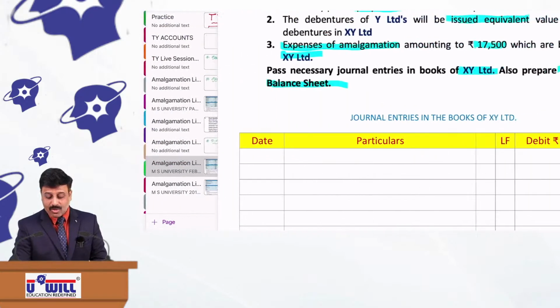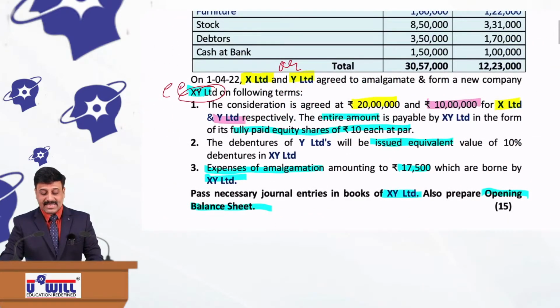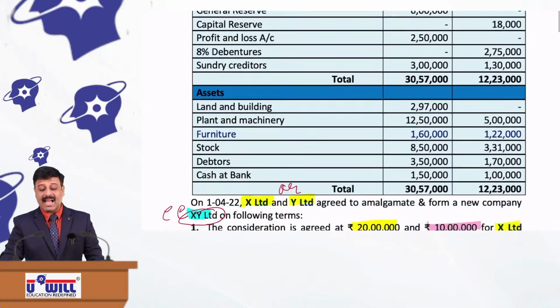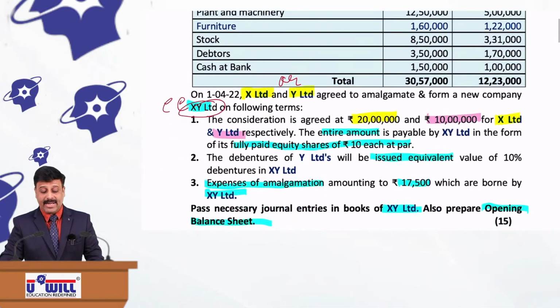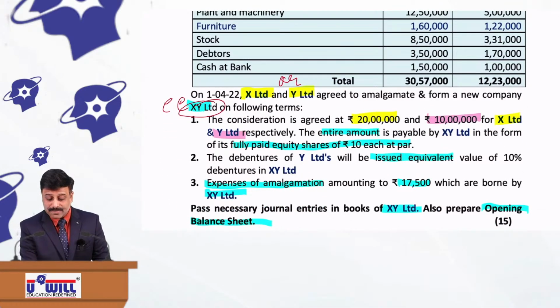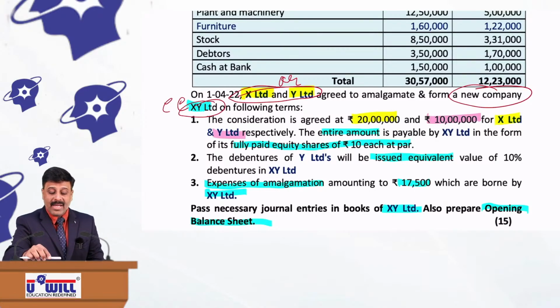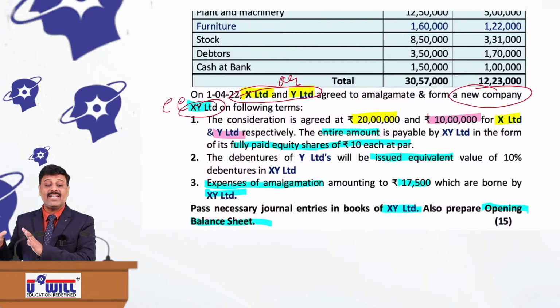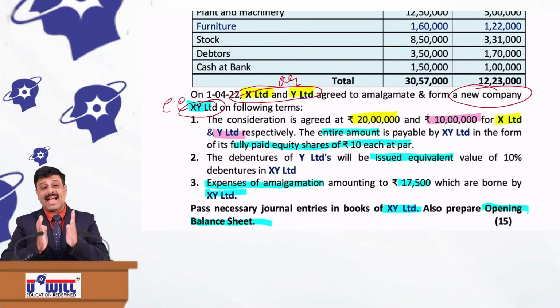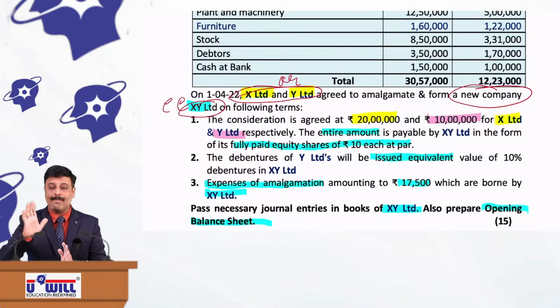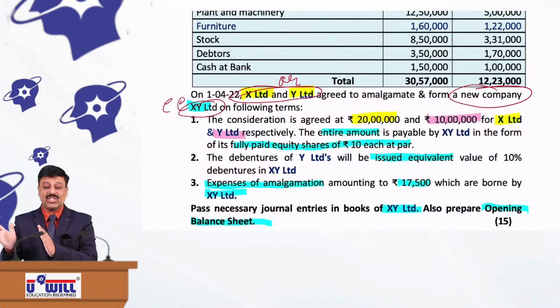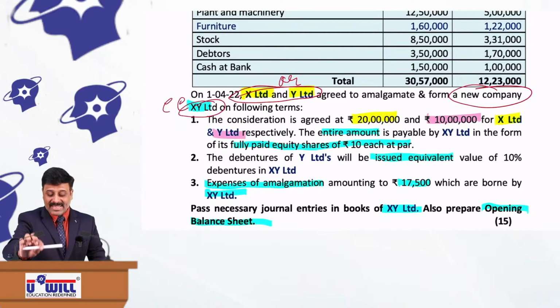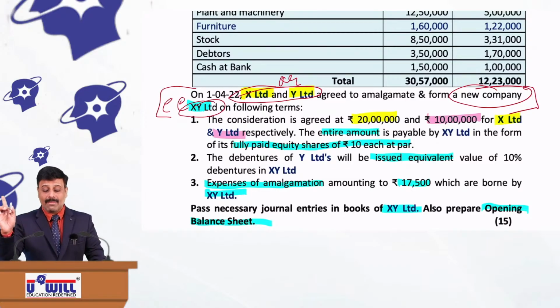Let's go back to this question, what we are doing today. Now here you all can see, are all assets and liabilities of XY Limited taken over X and Y Limited? Yes. Why? Because of this language. X Limited and Y Limited agreed to form a new company. Means all assets and liabilities of X Limited will become now asset and liability of XY Limited. And in the same manner, all assets and liabilities of Y Limited will also become assets and liabilities of XY Limited. So basically, this sentence indicates that all assets and liabilities are taken over.